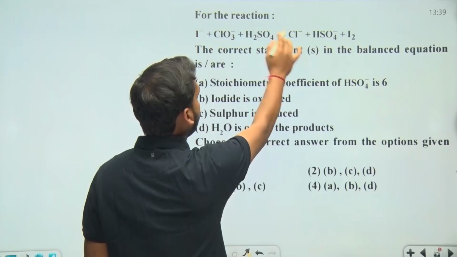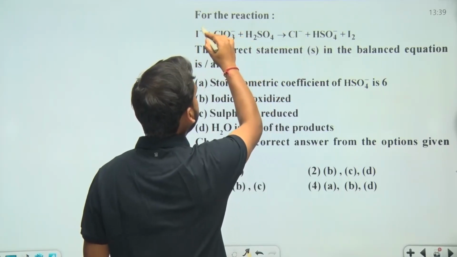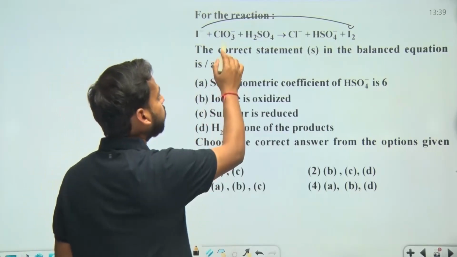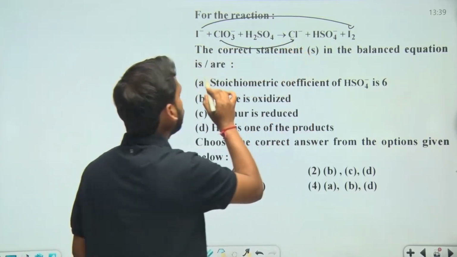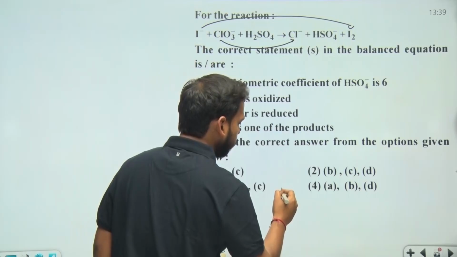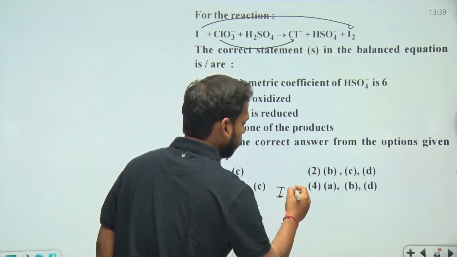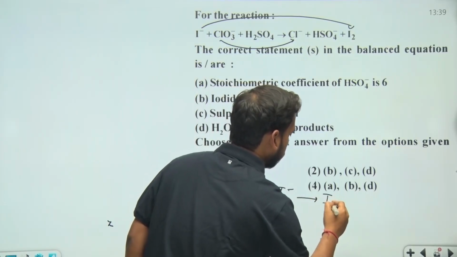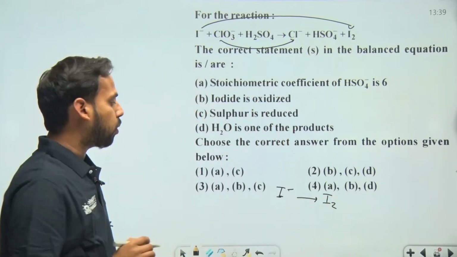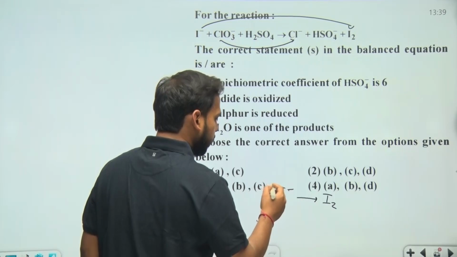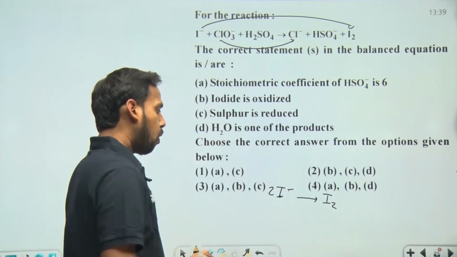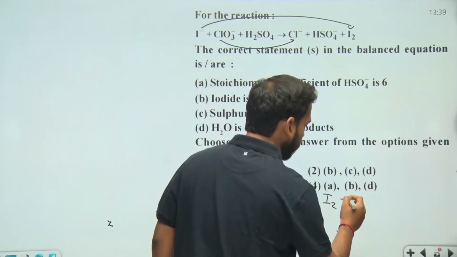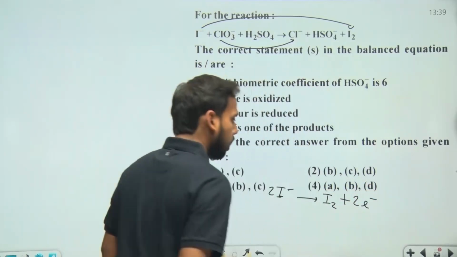So the first half reaction will be I minus to I2, and the second half will be ClO3 minus to Cl minus. So the first half reaction is I minus converting into I2, and if we balance this, it is 2I minus. On the reactant side, it is a charge of minus 2, so on the product side it will be plus 2 electrons.